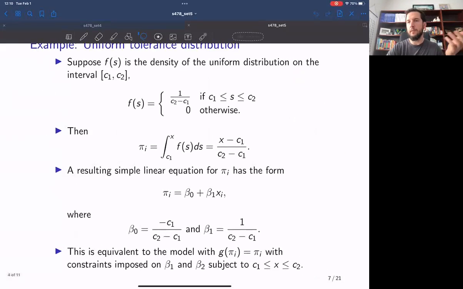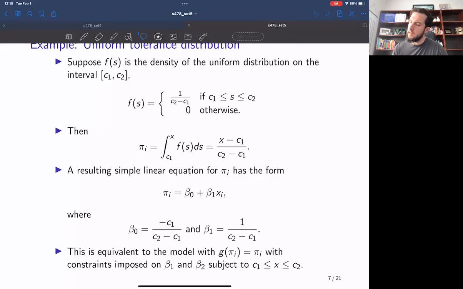All right, so for example, let's consider the uniform tolerance distribution. So in this situation, f of s is going to be the density of a uniform distribution on the interval C1 to C2. Okay, so the density is given here. f of s is equal to 1 over C2 minus C1, as long as s is inside C1 to C2 and it's 0 otherwise. And you might recall that this is just a box between C1 and C2. So it follows that pi i, which is going to be the CDF of the uniform distribution in this case, is going to be the integral from C1 to x of f of s ds, which is x minus C1 over C2 minus C1.